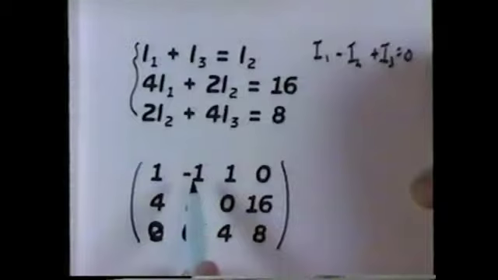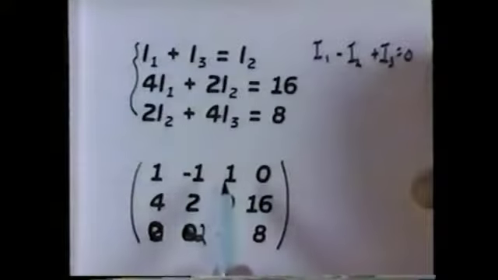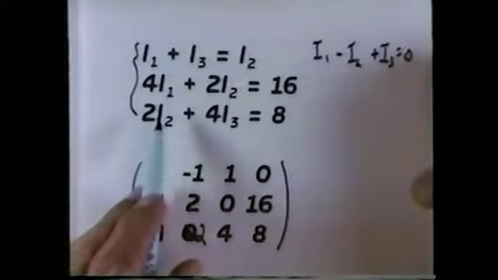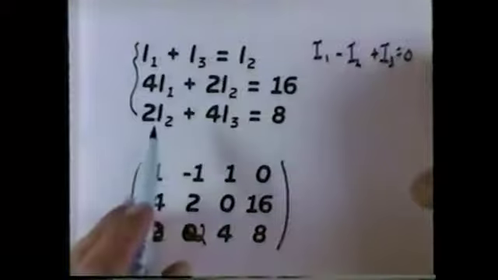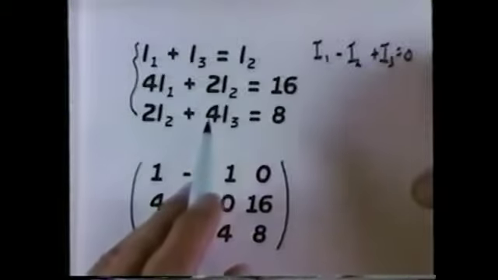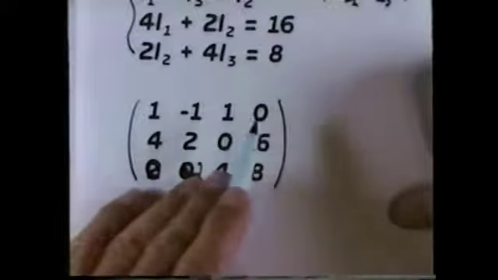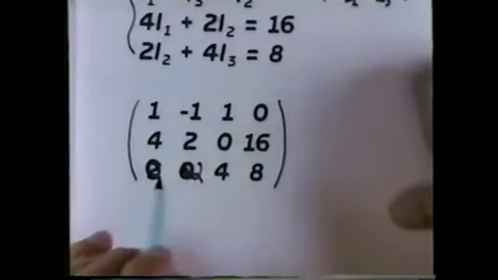I brought it across, so I2 is negative. The coefficient of I2 is -1. Coefficient of I3 is 1. The constant is 0. The coefficient of I1 is 4. The coefficient of I2 is 2. There is no I3, so that would be 0. And the constant is 16. There is no I1, so its coefficient is 0. The coefficient of I2 is 2. The coefficient of I3 is 4. The constant is 8. So we have the matrix 1, negative 1, 1, 0, 4, 2, 0, 16, 0, 2, 4, and 8.